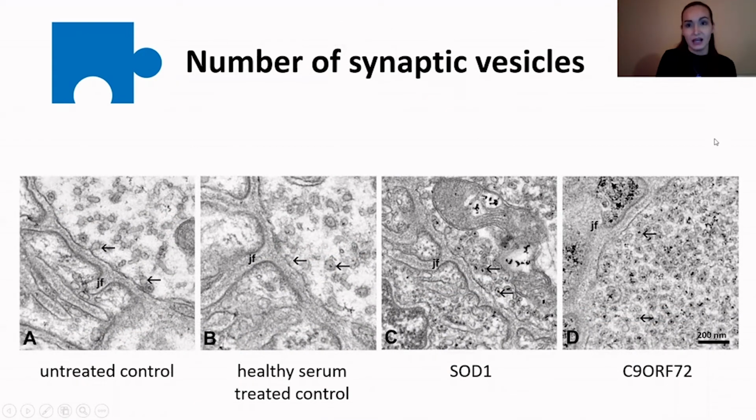In the following slide, I would like to show you the number of synaptic vesicles. These synaptic vesicles, or neurotransmitter-containing vesicles, are essential in the propagation of nerve impulse between the neuron and the muscle. So in these images, we can observe in the control groups only a few synaptic vesicles in the active zone of the motor axon terminal. But in the case of ALS serum treatment, there is an elevation in the number of synaptic vesicles in the active zones of synapses.